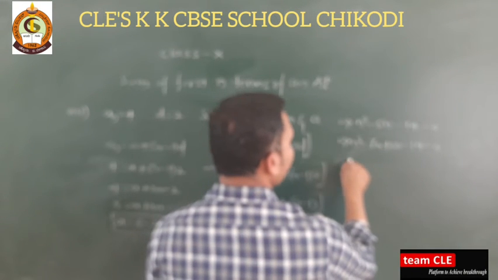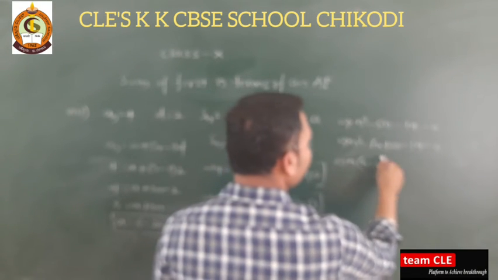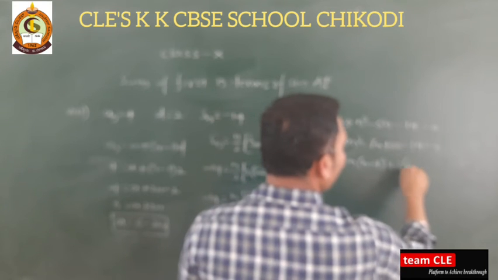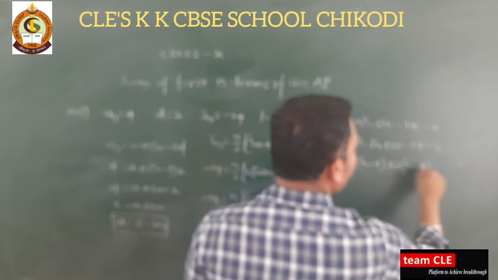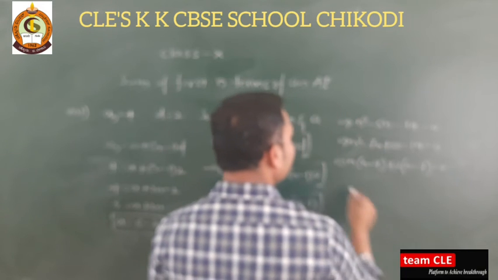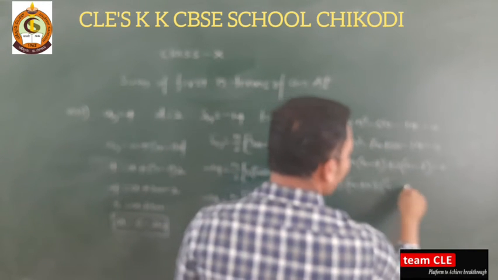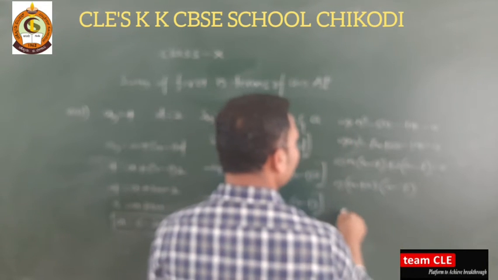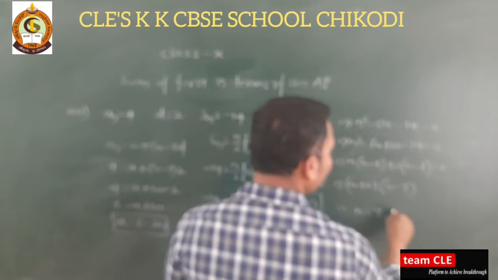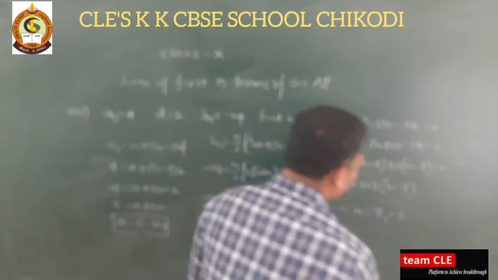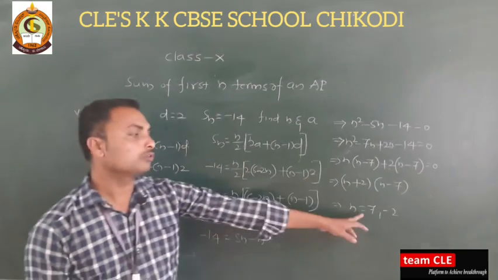Now we have n you can take common, n minus of 7 plus 2 we can take common, n minus of 7, 2 7s are 14, is equal to 0. Now this will get n plus of 2 and n minus of 7. So we will get n is equal to 7 and minus 2. So n is equal to 7.